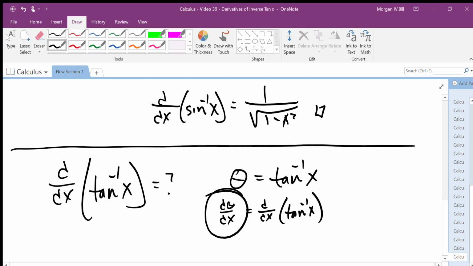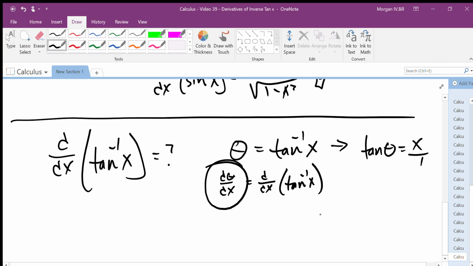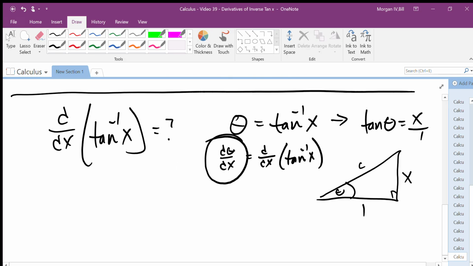Okay, theta is equal to the inverse tangent of x, therefore tangent of theta must be x. Or maybe you think of that as x over 1. From there, you can draw a triangle. Here's theta, there's the right angle. Now, tangent is the opposite over the adjacent. So opposite is x, adjacent is 1. Let's call the hypotenuse c for a moment.